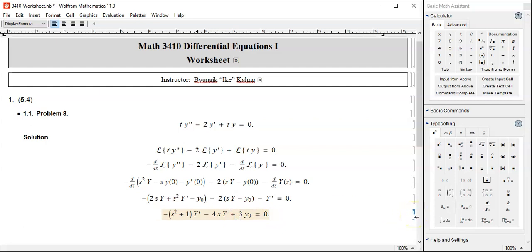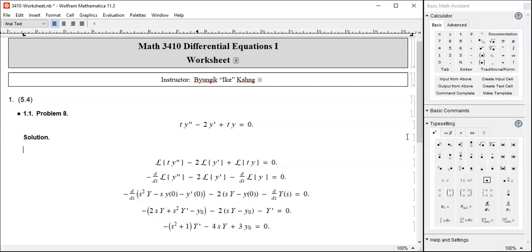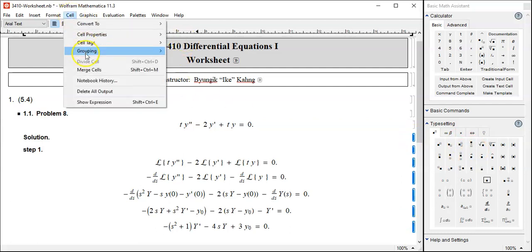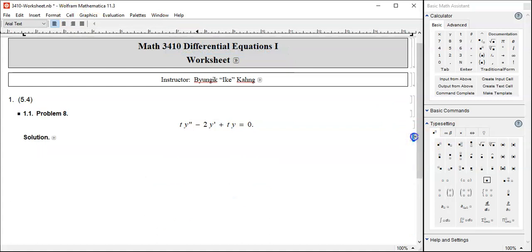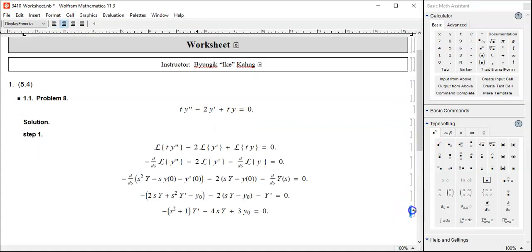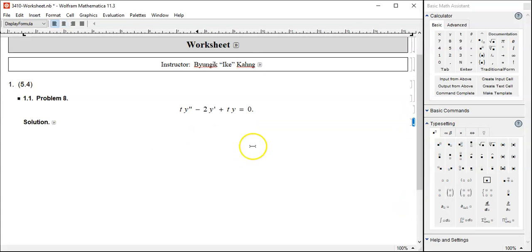So what did we end up with? We got a first order linear equation of Y prime. If you solve it, then you will be able to identify what capital Y is, and then take Laplace inversion, you're going to get the answer. Let's call this part step 1 of the solution. We got Laplace transform and then get the differential equation of capital Y. Let's go to the next step, but before that, we have to have a reminder. This is the last step.